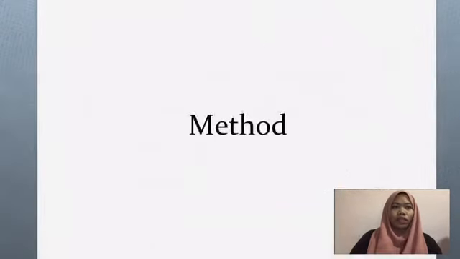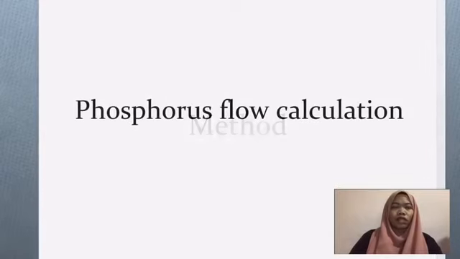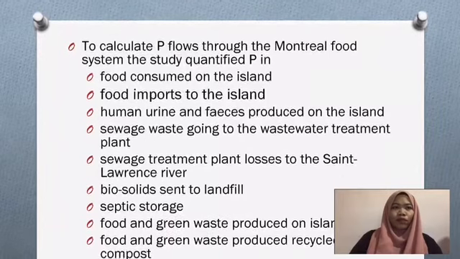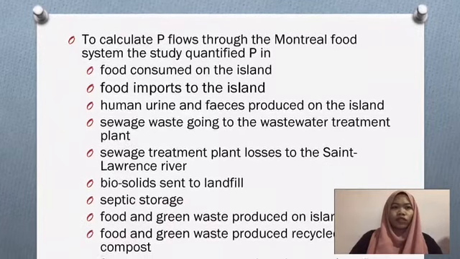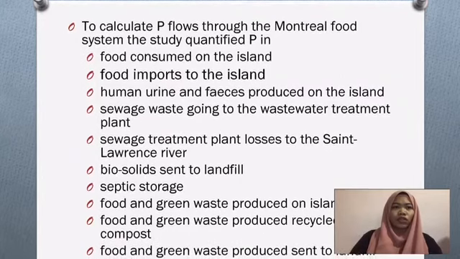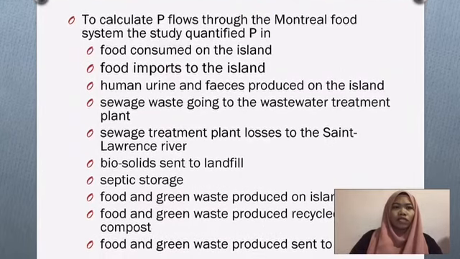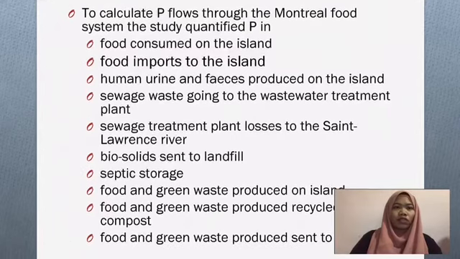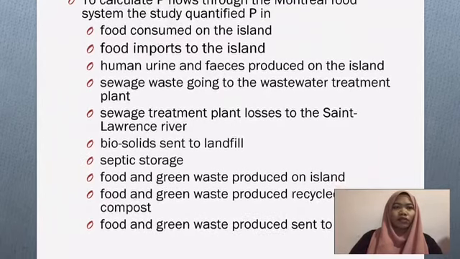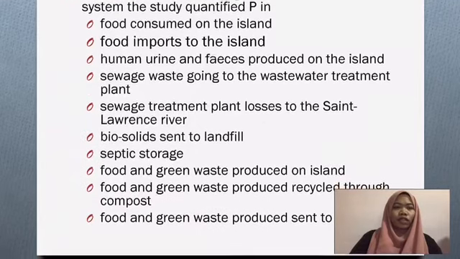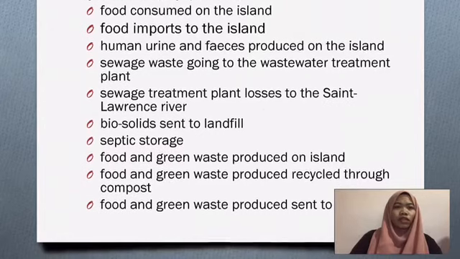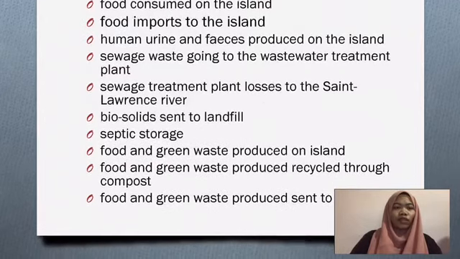There are two methods used in this case study. First, to calculate the phosphorus flow through the Montreal food system: food imported to the island, food consumed on the island, human urine and feces produced on the island, sewage going to the wastewater treatment plant, sewage treatment plant losses to the St. Lawrence River, biosolids sent to landfill, septic storage, food and green waste produced on the island, recycled through compost, or sent to landfill.